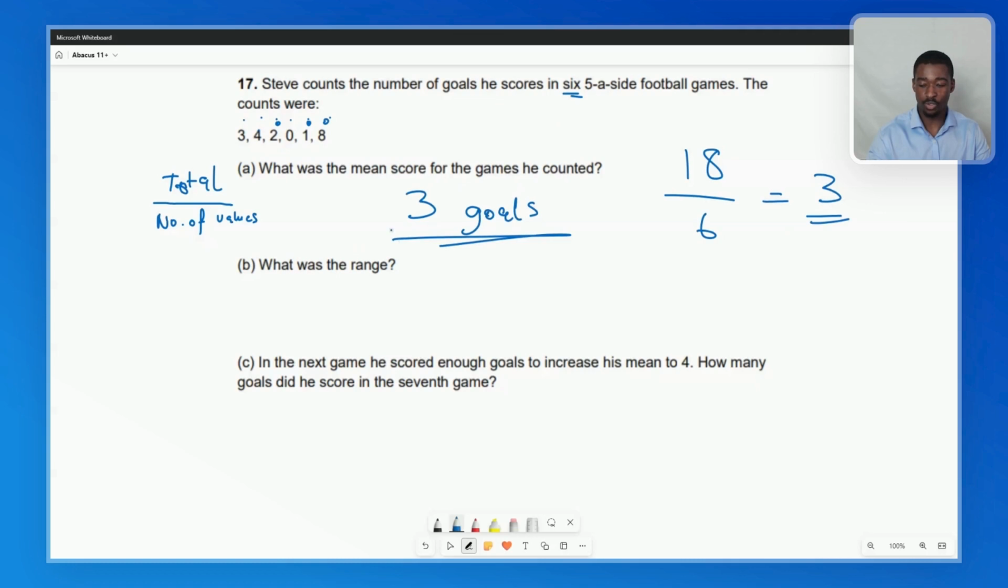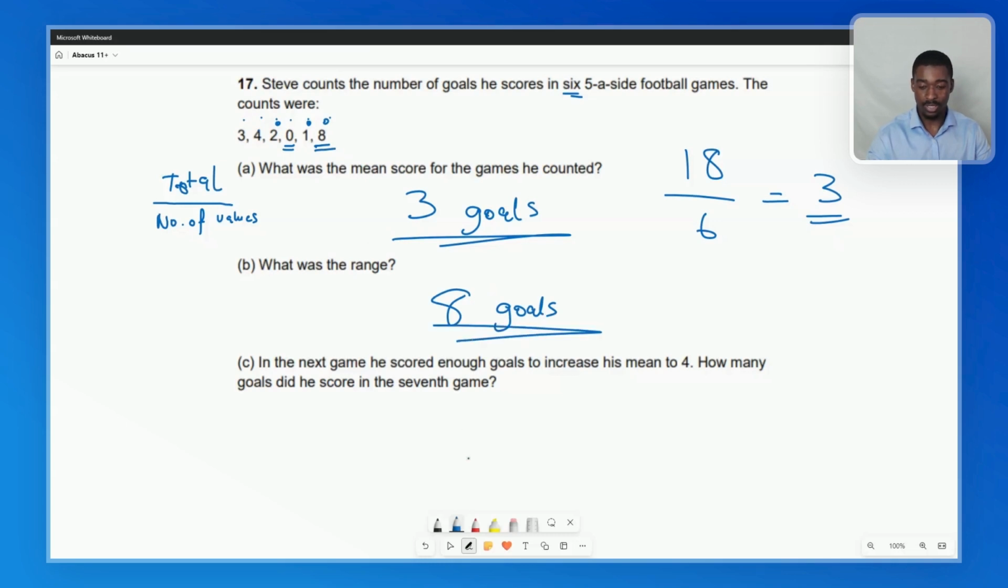And then what was the range? Well, for the range, it's always the largest minus the smallest. And that's going to be the 8 goals he scored minus the 0 goals he scored. So the range is 8 goals.